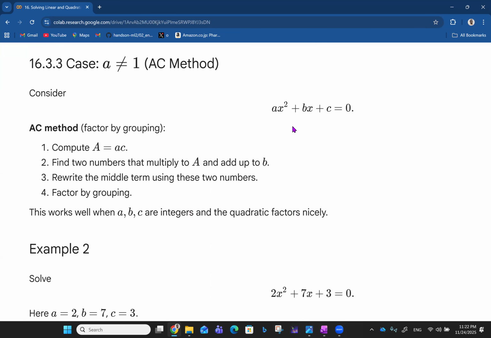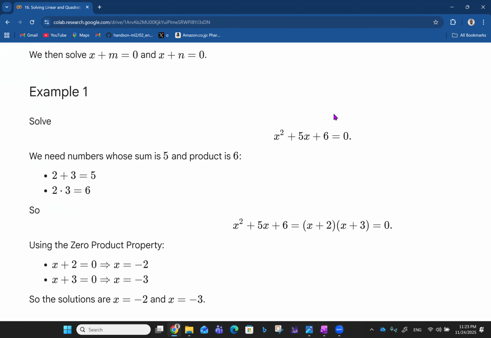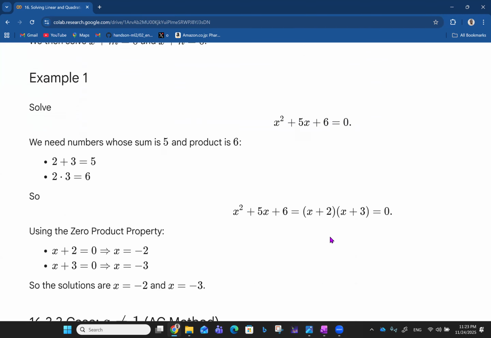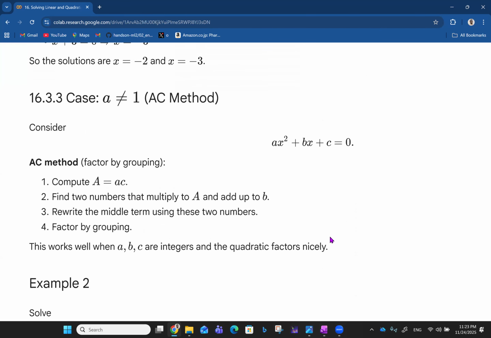Then we also have a case where a is not equal to 1. In that case, we use the AC method. The AC is referring to the coefficient of x squared, that's the leading coefficient a, and the constant c here. Because a is not 1 this time around, we have to compute AC. So in the AC method, we factor by grouping. So compute AC, find two numbers that multiply to the AC and add up to b. Before, it was just c we were focused on, just the 6. But now x squared has a coefficient, so we have to pay attention to that.